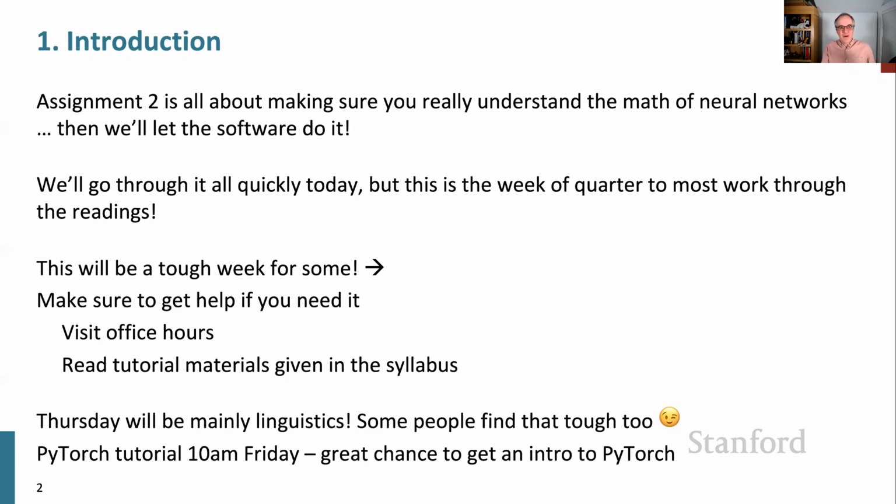I'll go through everything quickly today, but if this isn't stuff that you know backwards, I really do encourage you to work through it and get help as you need it. So do come along to our office hours. There are also a number of pieces of tutorial material given in the syllabus. So there's both the lecture notes, and there's some materials from CS231. In the list of readings, the very top reading is some material put together by Kevin Clark a couple of years ago. And actually, that one's my favorite.